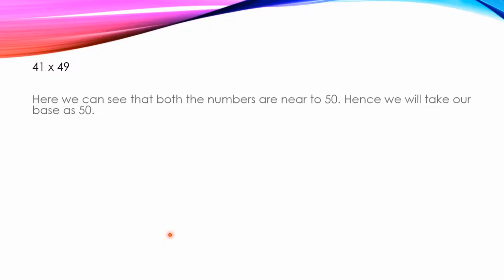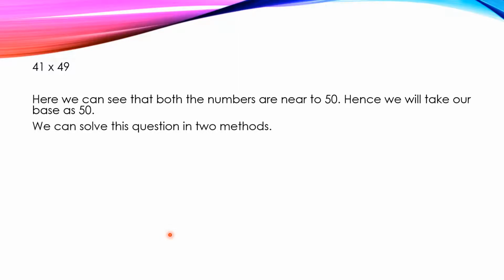Let's solve another question. 41 multiplied by 49. Here we can see that both the numbers are near to 50. Hence, we will take our base as 50. We can solve this question in two methods. First method. Here we will take the base as 50.